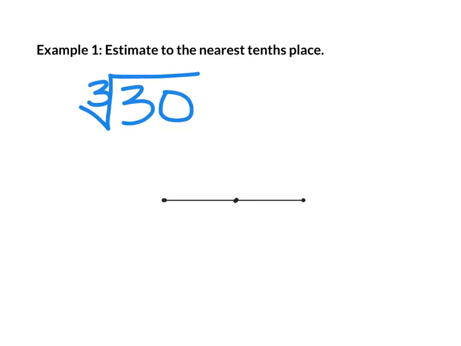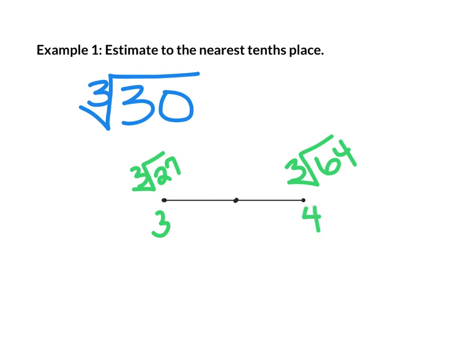Example 1. Estimate to the nearest tens place. What two cube numbers is 30 between? Well, it's between the cube root of 27 and the cube root of 64. So I know that the cube root of 27 is 3, and the cube root of 64 gives me 4. So in between 3 and 4 is 3.5.